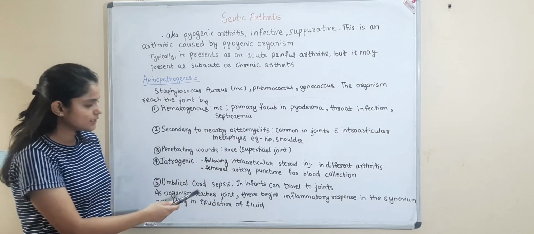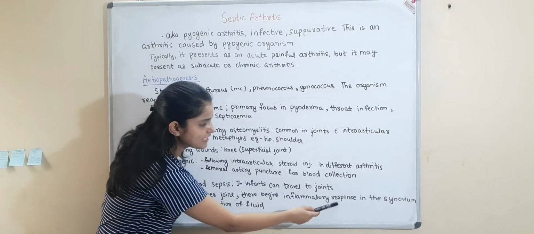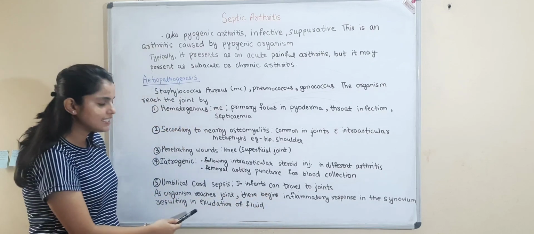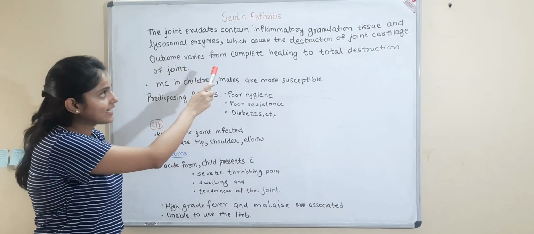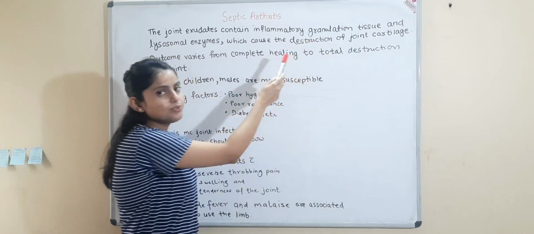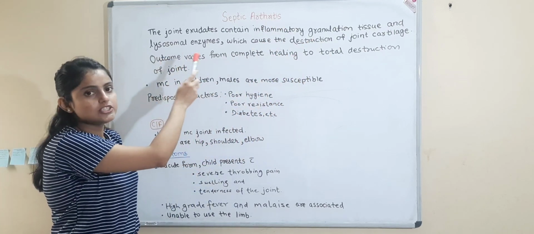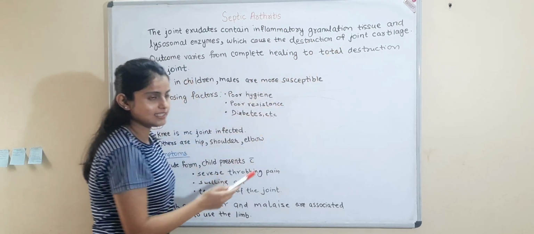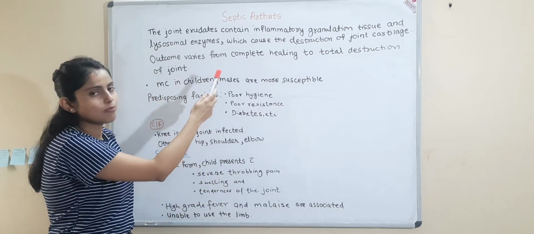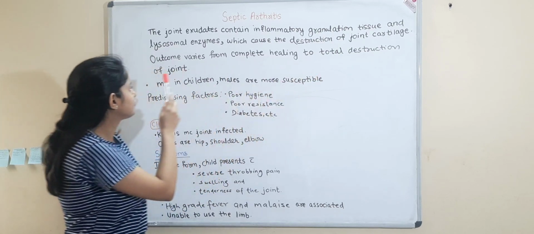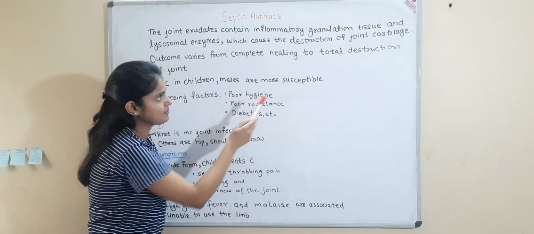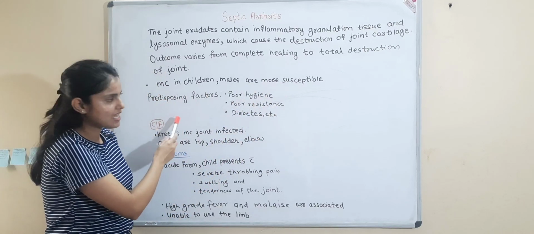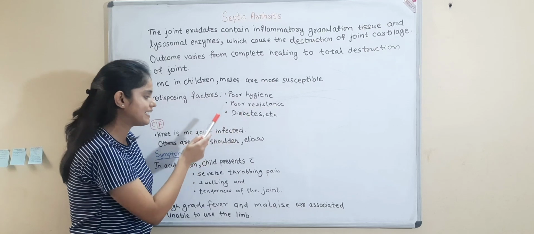As the organism reaches the joint, an inflammatory response begins in the synovium, resulting in exudation of fluid. The joint exudates contain inflammatory granulation tissue and lysosomal enzymes, which cause the destruction of the joint cartilage, and the outcome can be from complete healing to total destruction of the joint. It is most common in children, and males are more susceptible. Other predisposing factors are poor hygiene, poor resistance and diabetes.